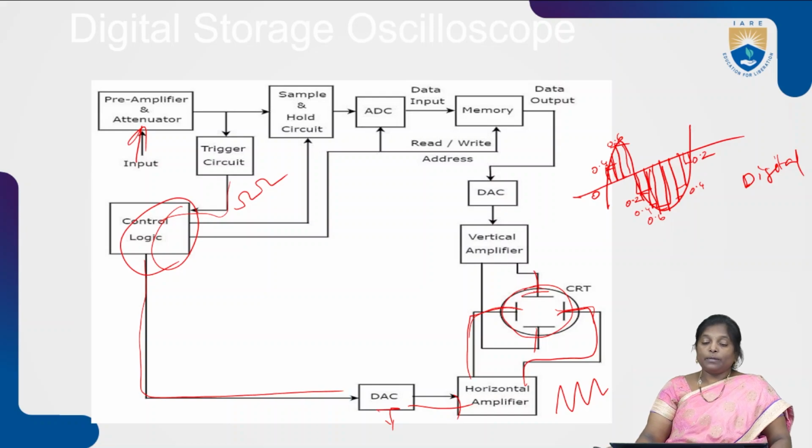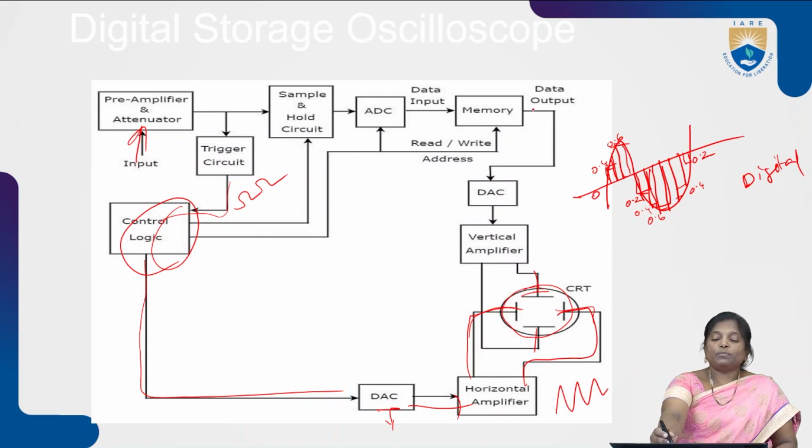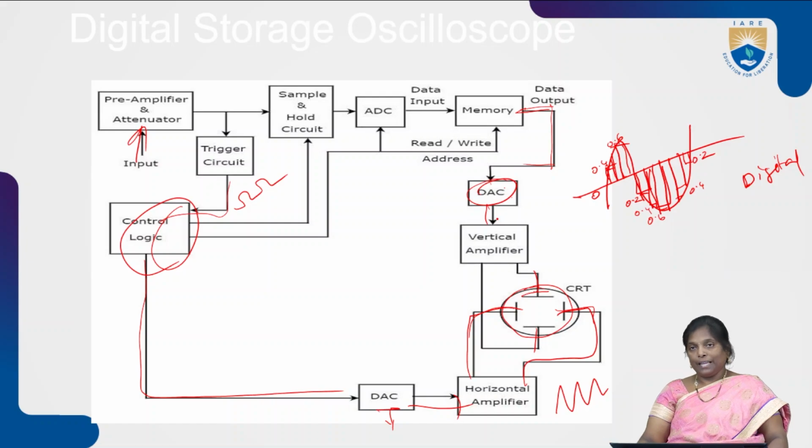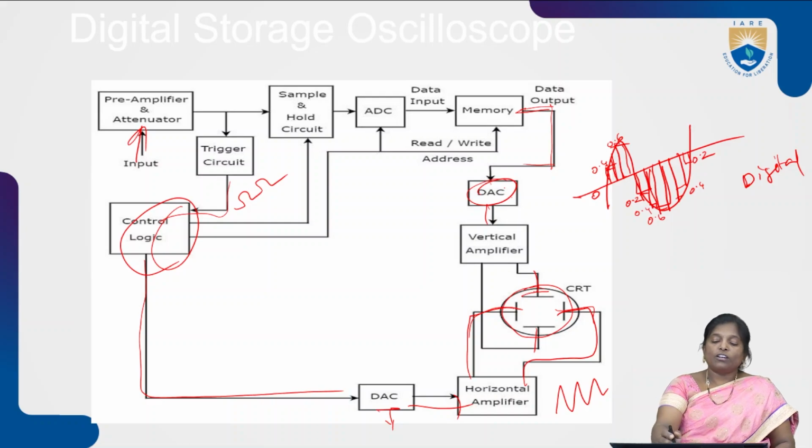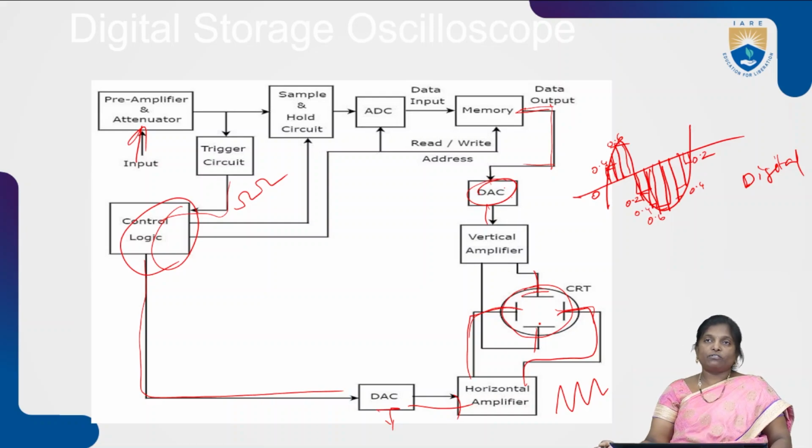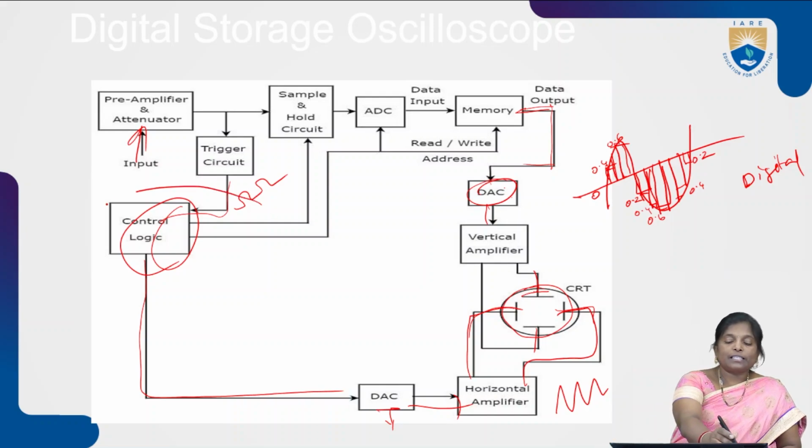Now the horizontal amplifier will give the input to the horizontal deflection plates, and meanwhile from this memory unit, the input signal coming from the input section is again converted into analog, and that is given to the vertical amplifier. Now the vertical amplifier gives the input to the vertical deflection plates. Finally, the horizontal and vertical deflection plates will produce the output at the same time.